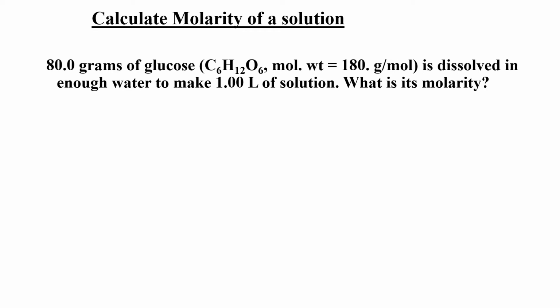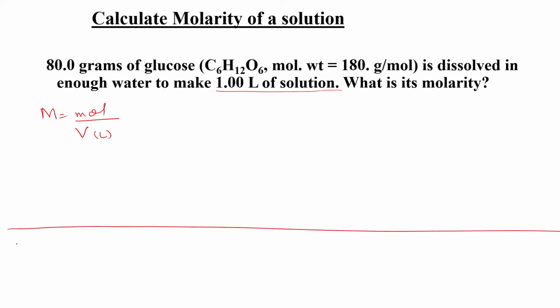Let's do another example. For this example as well, pause the video, do this problem on your own, and then play the video to check the answer. So for this problem, 80 grams of glucose, and this time the molar mass of glucose is given. 80 grams of glucose is dissolved in enough water to make 1 liter of solution. What is the molarity? The formula for molarity is moles over volume. Grams are given, so we have to convert those grams to moles.